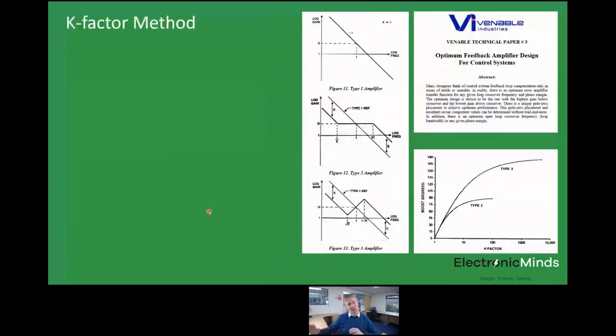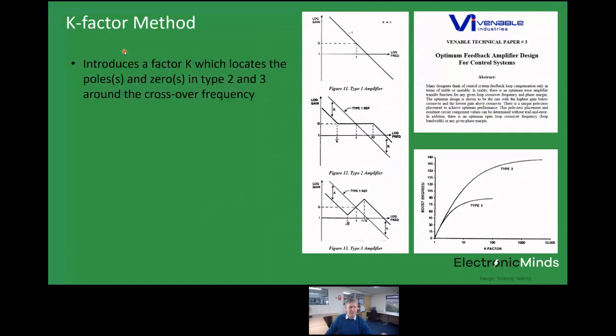In terms of choosing the locations of those poles and zeros, there are multiple different ways you can go about doing that, and everybody has their own preferred methodology depending on what they're trying to achieve. I'd like to describe briefly one approach we use here, and it's based on fairly traditional approaches. It's called the K-factor method. I've put a reference up here on the slide. This is quite a useful document by a company called Venable Industries, and they produce feedback response analyzers. Some of the theory they've put down quite nicely describes how this K-factor method works.